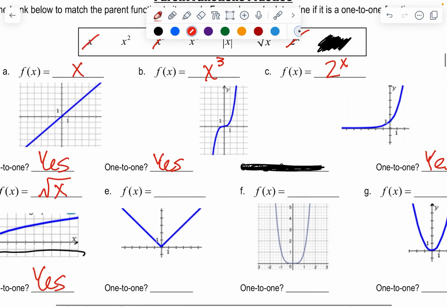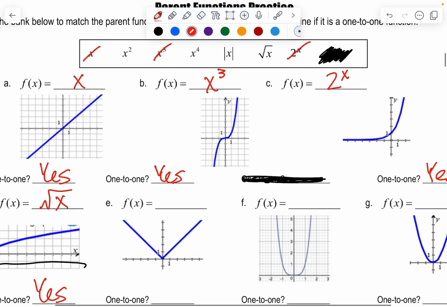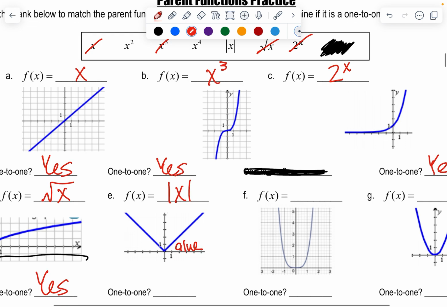Okay, now our last couple. This one has your V shape here. So I think the easiest way, I can cross off square root of x. All right, I think the easiest way to remember this is remember absolute value. Okay, it's a capital V. It stands for value, absolute value. That's the easiest way to remember this. So we have our absolute value parent function.